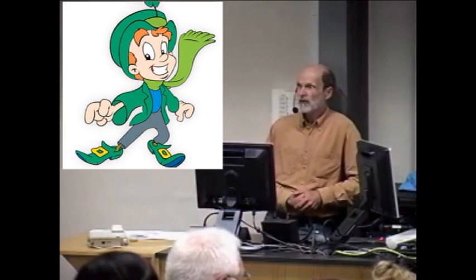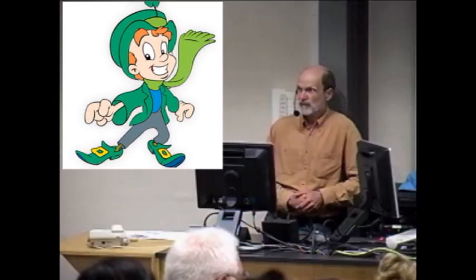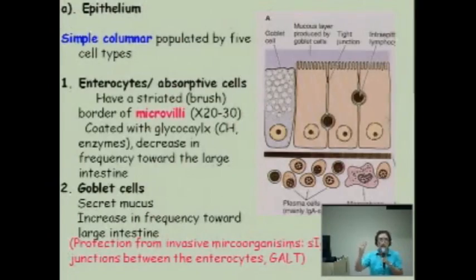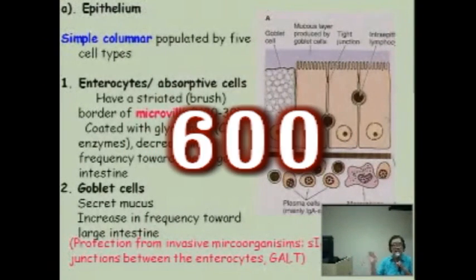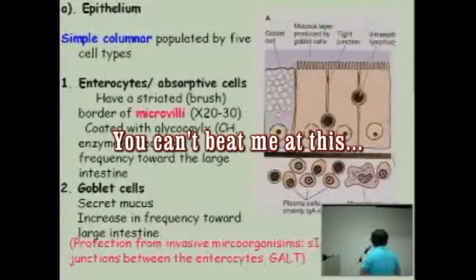Is born without insulin receptors. This is a so-called leprechaun. You know what a leprechaun is? Think about the 3 structures in the small intestine: plicae circulares, villi and microvilli, 3 times, 10 times, 20 times. So together, how many times is the surface area increased? 600, right? You can't beat me on this. I'm Asian.